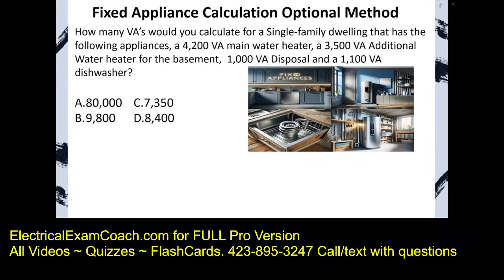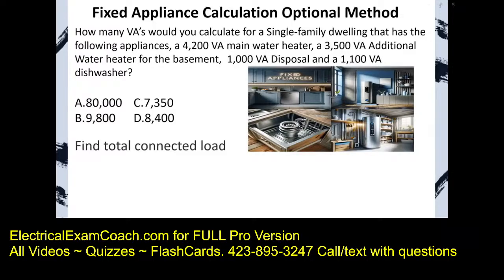How many VAs would you calculate for a single family dwelling that has the following appliances? A 4,200 VA main water heater, a 3,500 VA additional water heater for the basement, a 1,000 VA disposal, and an 1,100 VA dishwasher. First thing we're going to do is find the total connected load.